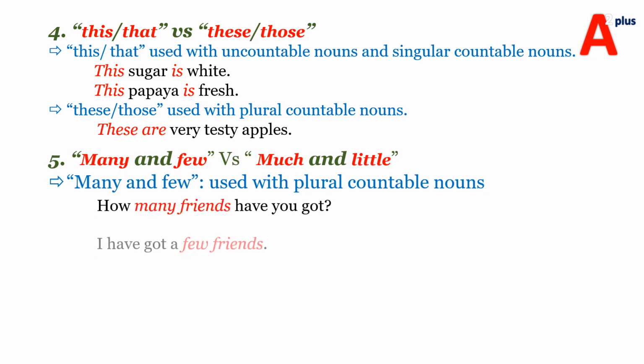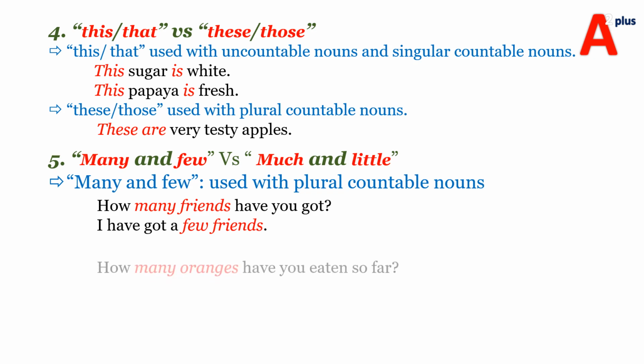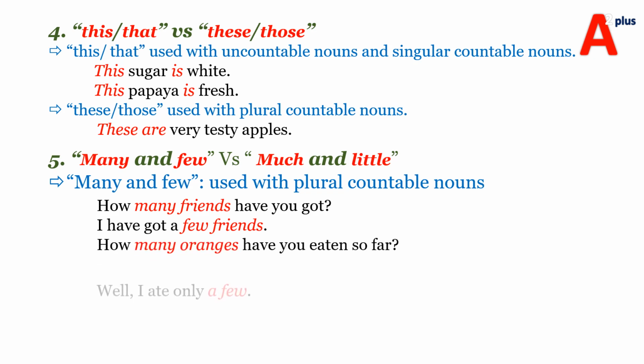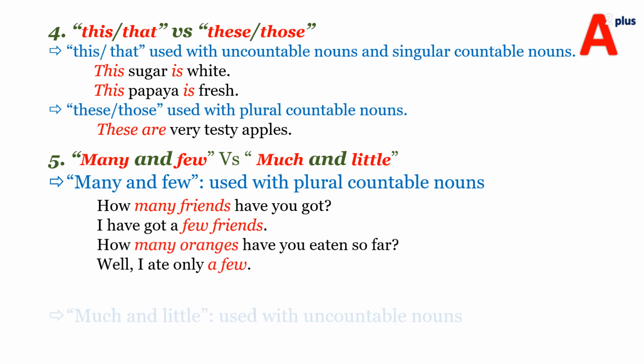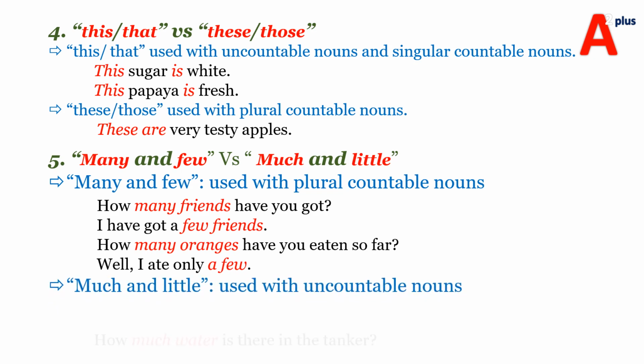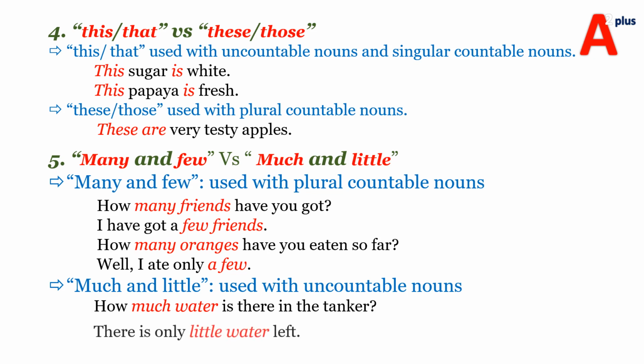The fifth rule is many, few, much, little. Many and few are used with plural countable noun. Much and little are used with uncountable nouns. So, how many friends have you got? I have got a few friends. How many oranges have you eaten so far? Well, I ate only a few. Many and few with plural countable noun. Much and little with uncountable noun. How much water is there in the tanker? There is only little water left.